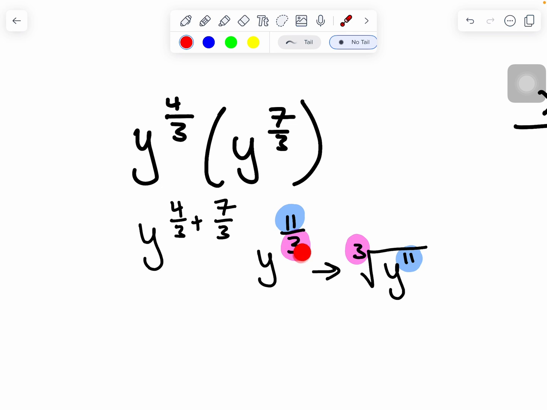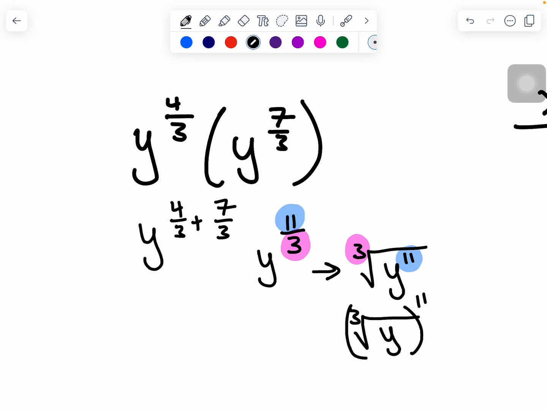So that is how we can rewrite a fraction power as a root. Whatever the denominator of the fraction is, that's the type of root we have. Whatever the numerator is, that is the power on our variable. Now, we could write this another way. We could write this as the cube root of y, and we raise that whole thing to the 11th power. Whichever one you prefer. I personally prefer this because it's shorter and less writing. But if you prefer this in your brain, great. They mean exactly the same thing.